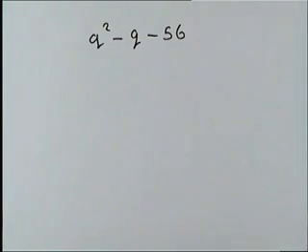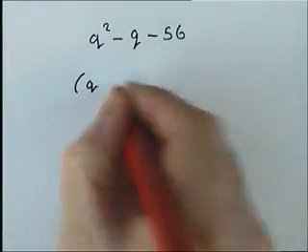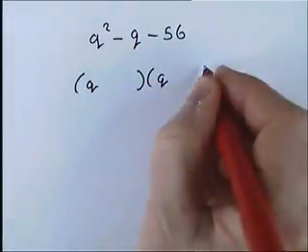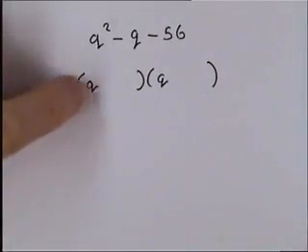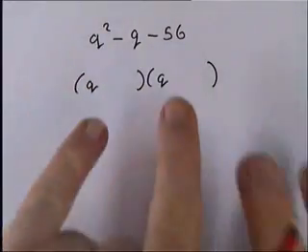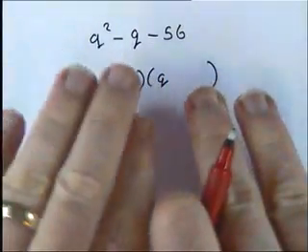So q squared minus q minus 56. So it's going to be q and a q. Just don't do x's automatically. We can't change the expression. The expression this time is in q. There's our two numbers multiplying together.